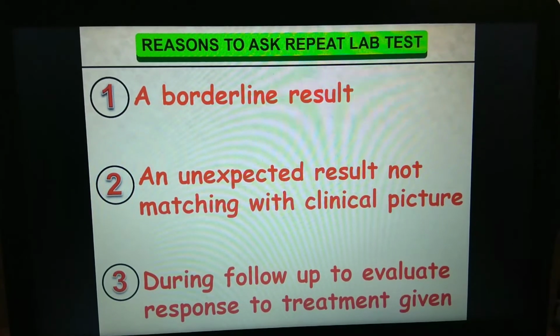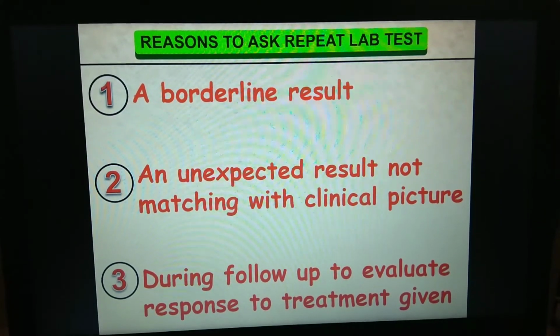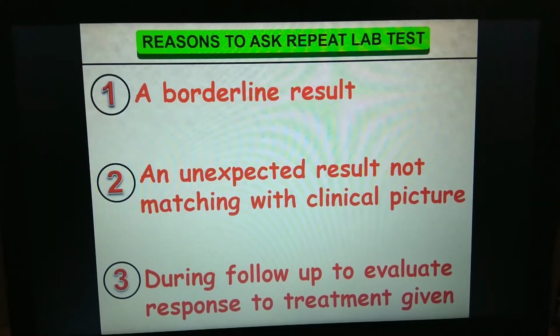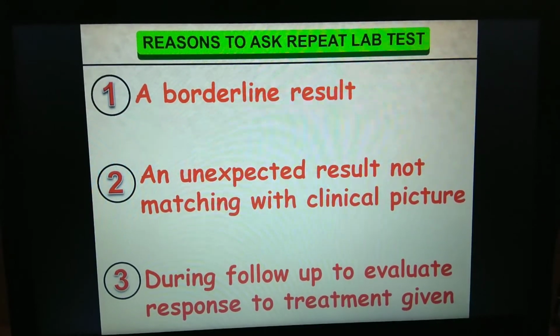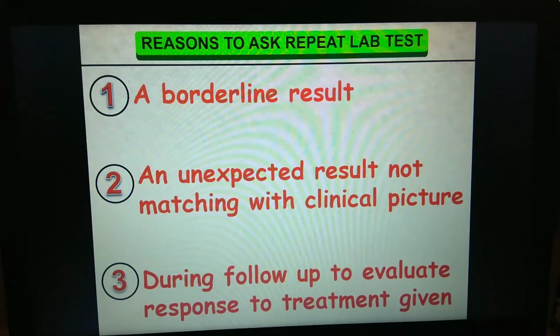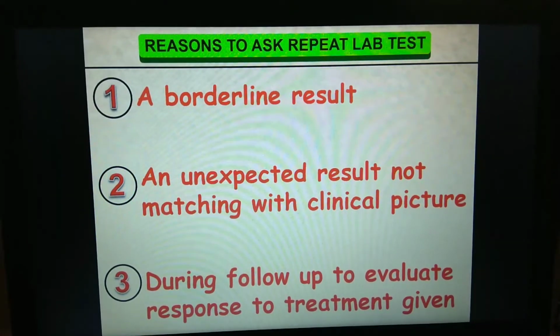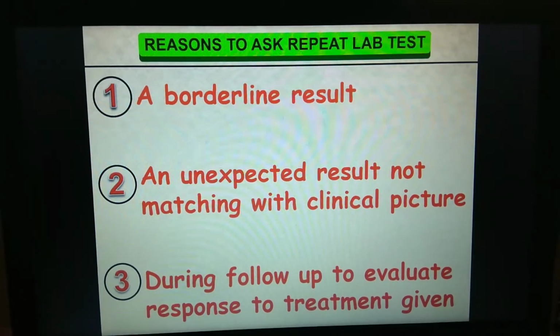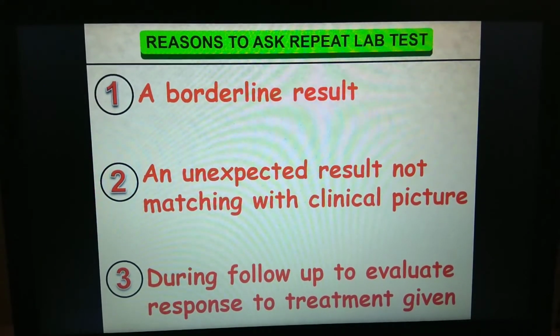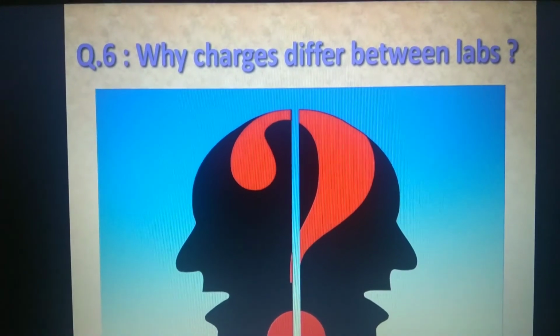Third reason is during follow-up to evaluate response to treatment given. Suppose you have an abnormally high cholesterol level and physician gives you a medicine to reduce that level back to the normal range. Under such circumstances, obviously a repeat testing is asked for to assess response to treatment and the need to stop treatment.